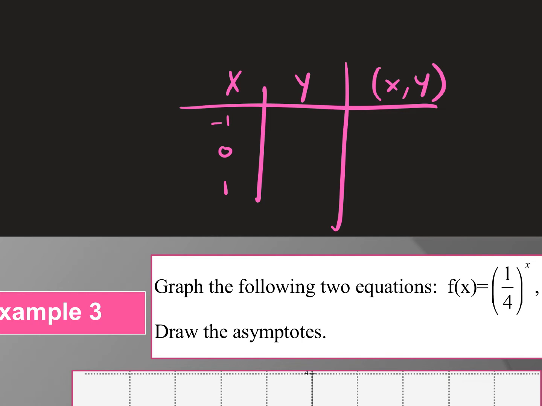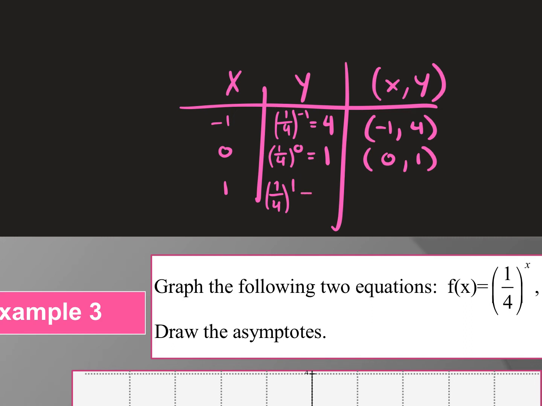So 1/4 to the power of -1. Negative exponent, we take the reciprocal, so that would be 4 over 1, or just 4 now. So I plugged in -1 and got 4. When I plug in 0, 1/4 to the power of 0 is 1. Anything to the power of 0 is 1, so 0, 1. And then when I plug in 1, that's just 1/4. So I plugged in 1 and got 1/4.